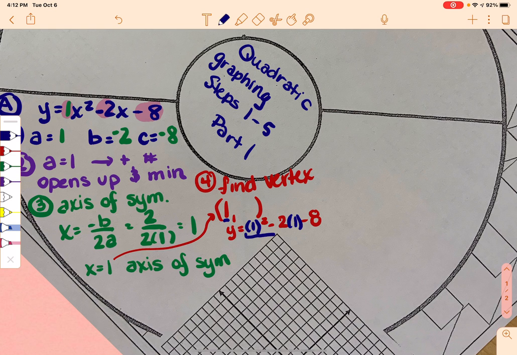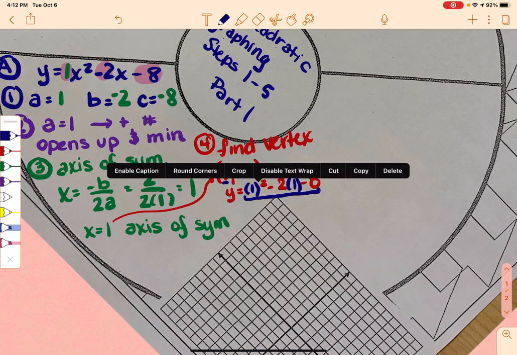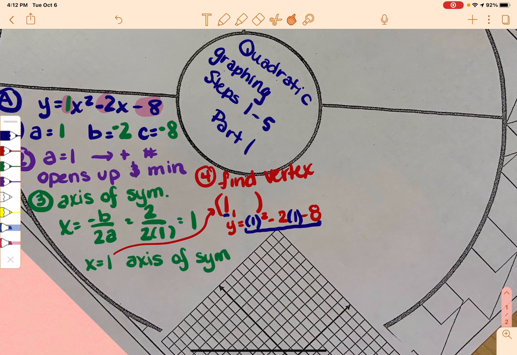So now if I take this and put it into Desmos, I'm going to end up with -9. That's going to go here. So your vertex is (1, -9).